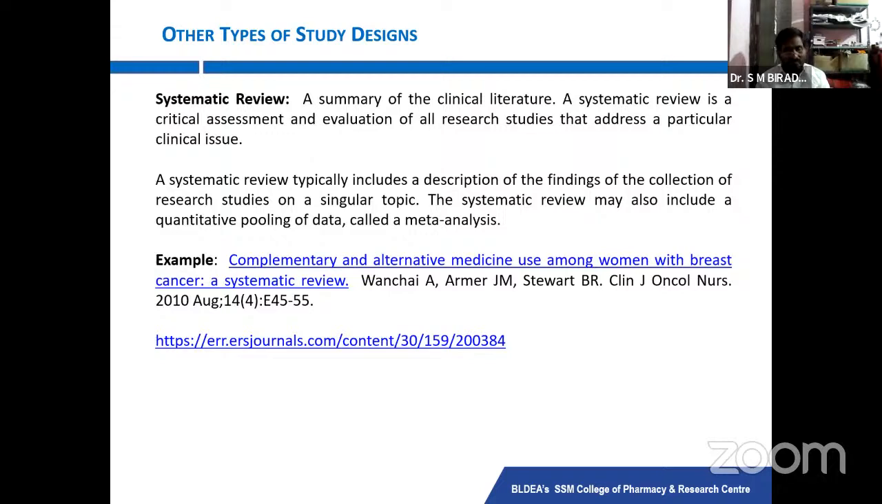Most of the time when we do our research projects, suppose you want to do one research topic, we have to carry out a clinical literature survey. A systematic review is the critical assessment and evaluation of all research studies that address a particular clinical issue. Suppose you want to select one model for your anti-Alzheimer study, and you want to find out which model is the best model for anti-Alzheimer screening.